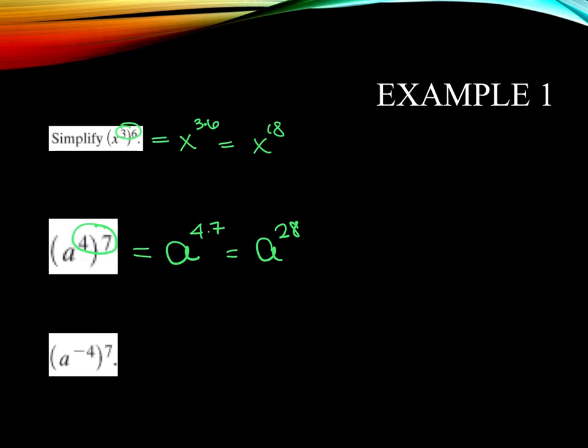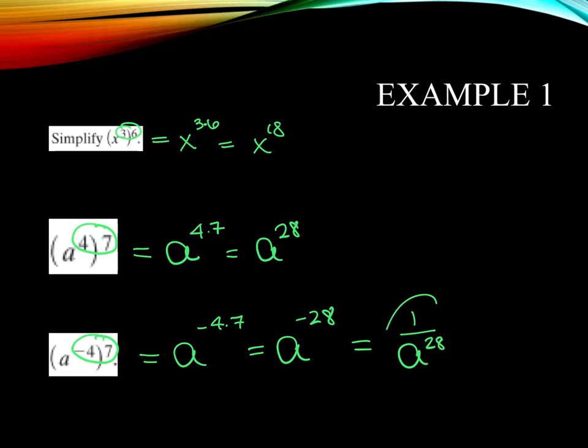And finally, we have a to the negative 4th raised to the 7th. Again, we have that power to a power. So I have a to the negative 4th times 7, which becomes a to the negative 28th. Now I do have to keep in mind the rule about negative exponents. So that negative exponent tells me that I'm in the wrong spot and that we need to move that down to the denominator. So this is going to simplify down to 1 divided by a to the 28th power, and this is my final answer.